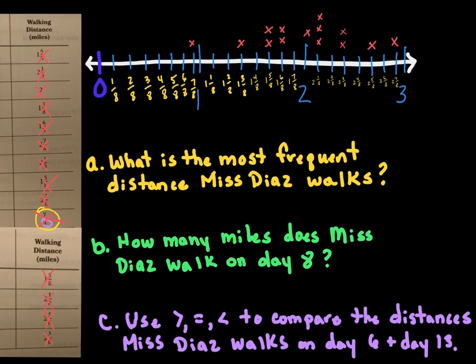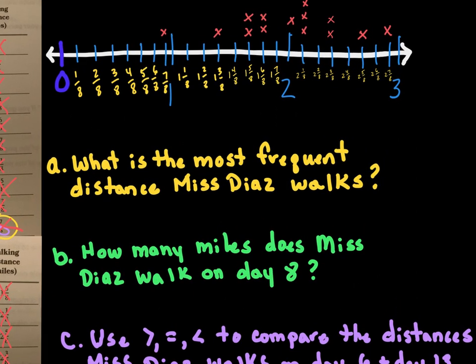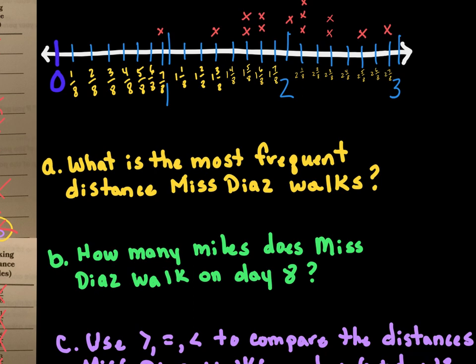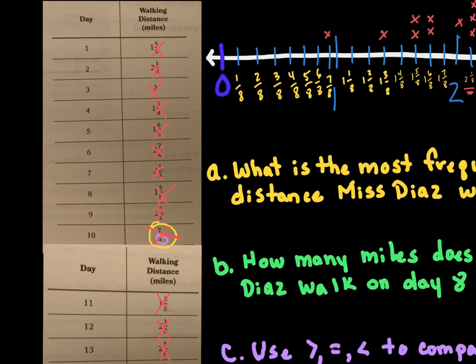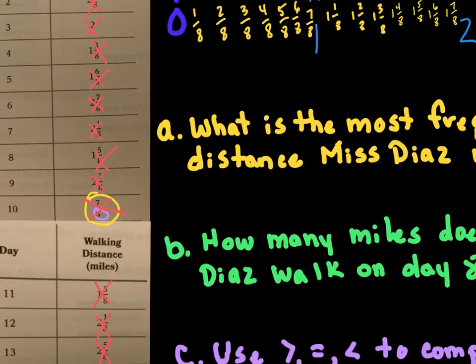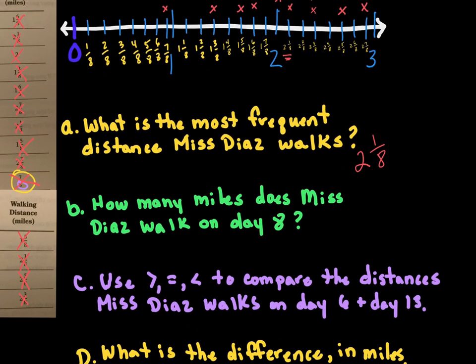What is the most frequent distance Miss Diaz walks? The most frequent one that she did would be the one that has the most X's, and that would be 3. So it would be 2 and 1/8 is the most that she walked. How many miles does Miss Diaz walk on day 8? Well, the number line is not going to help me on there, but if I look over here, she did 1 and 5/8 miles. We should really make sure we're labeling.